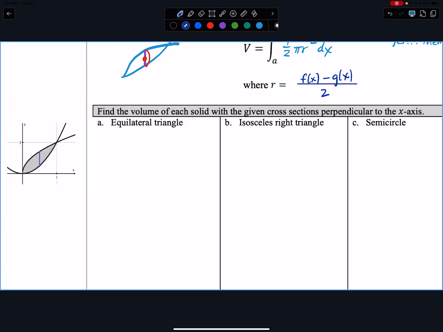So do you guys agree that this right here is the square root of x, and this right here is y squared? Or x squared, excuse me.